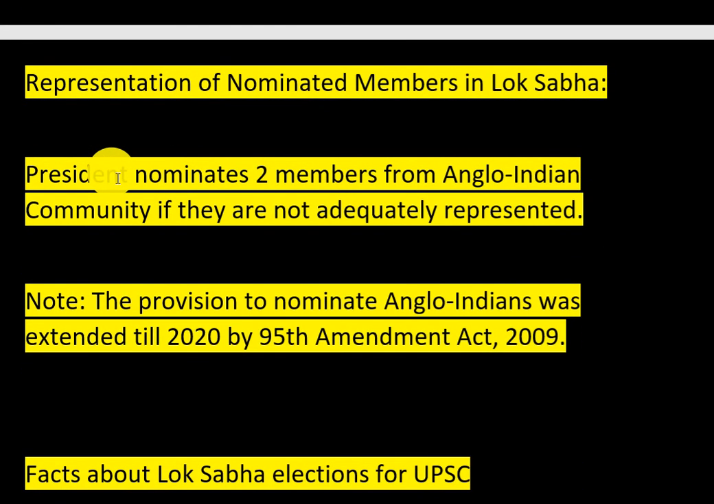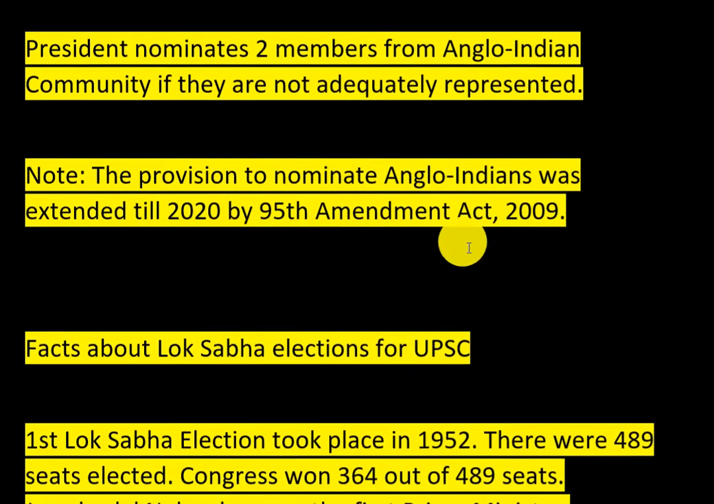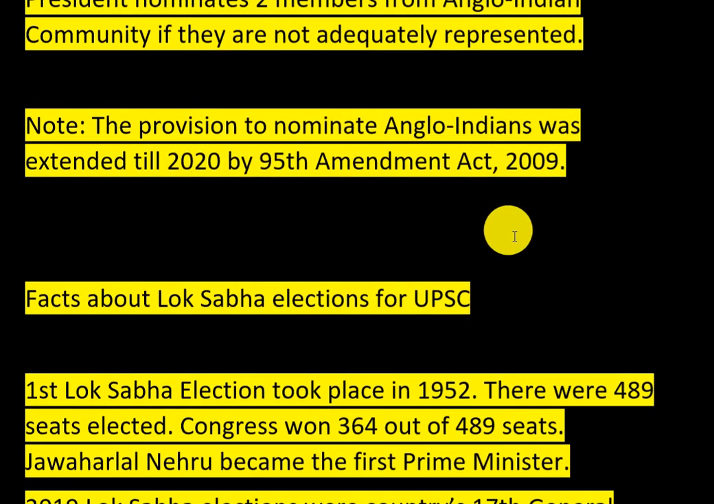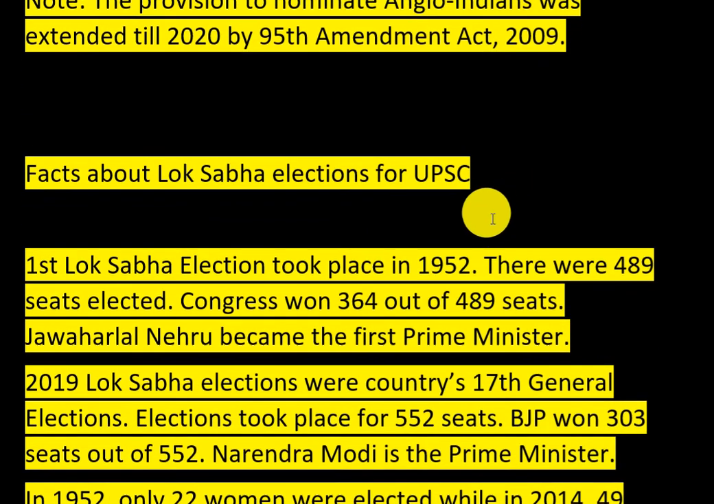Representation of nominated members in Lok Sabha. The President nominates two members from the Anglo-Indian community if they are not adequately represented. And the provision to nominate Anglo-Indians was extended till 2020 by the 95th Amendment Act of 2009.